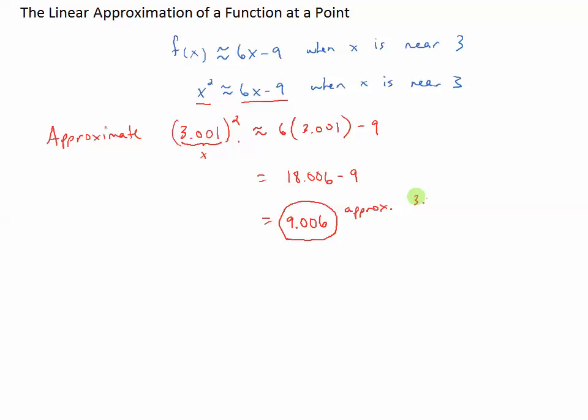So this is an approximation for 3.001 squared. Now, if you calculate 3.001 squared, you actually get 9.006001. So you can see how close these are. And this is very easy to calculate, right? It's just a linear function that you plug it in.